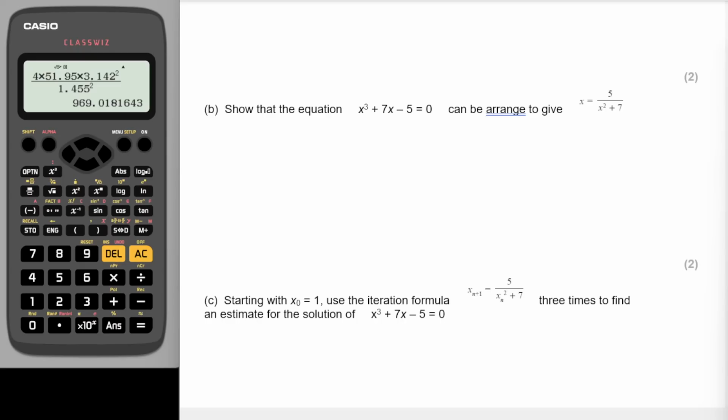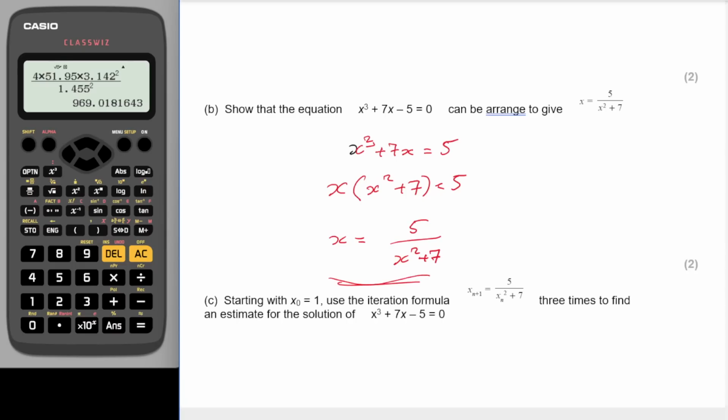Okay, so the way that they've done this is an interesting one. So if I take my minus 5 over to the other side, that would give me x cubed plus 7x is equal to 5. If I then factorise, that would give me x times x squared plus 7 is equal to 5. And then if I divide by this, that gives me x is equal to 5 over x squared plus 7. This is what we were asked to show.